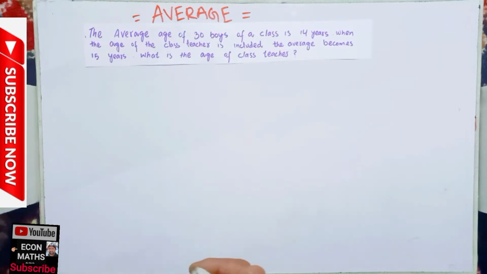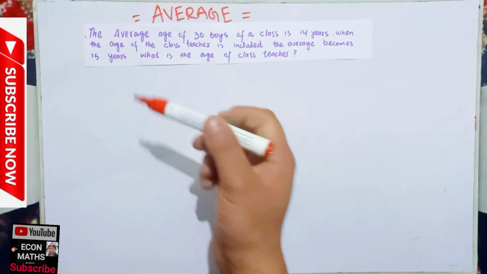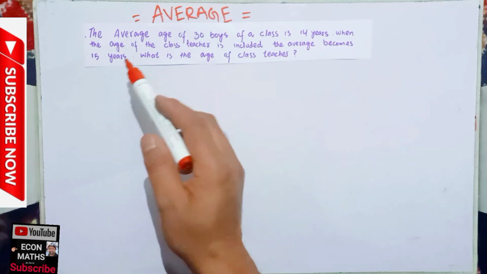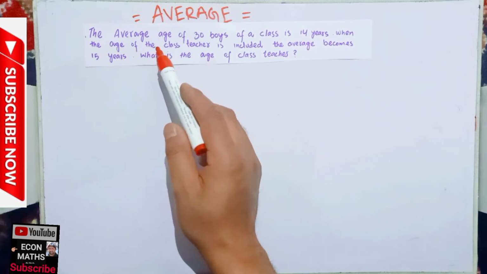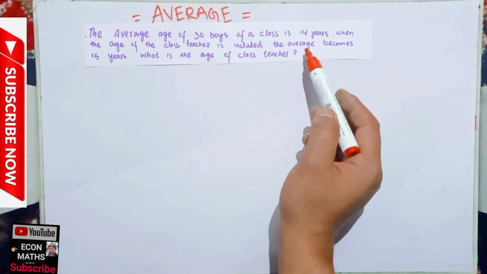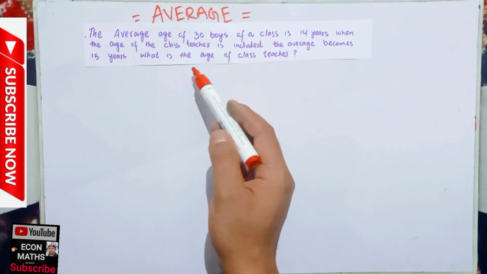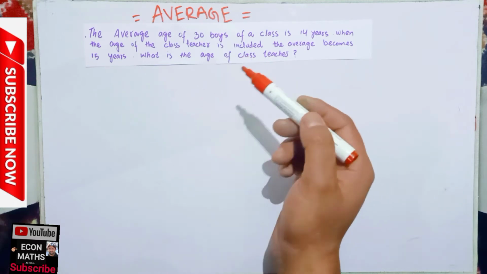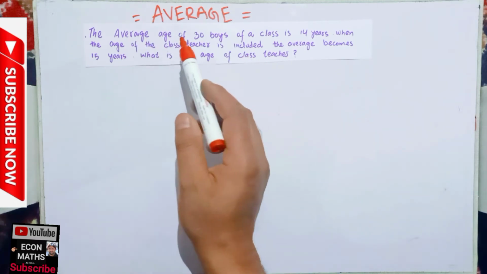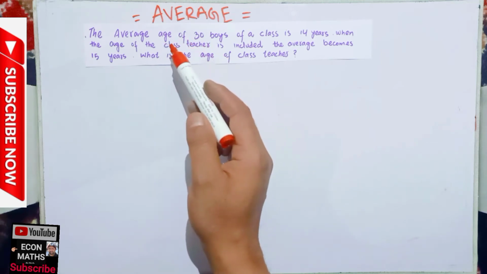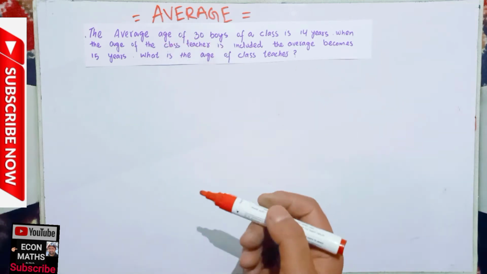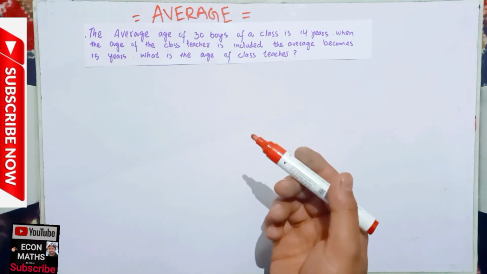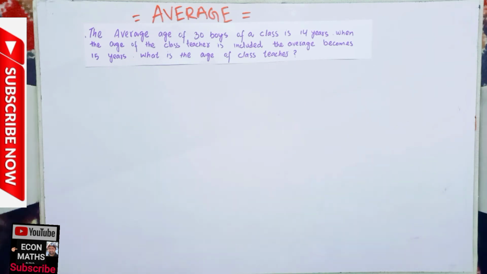We have a numerical: the average age of 30 boys of a class is 14 years. When the age of the class teacher is included, the average becomes 15 years. What is the age of the class teacher? First, it is given that the average of the 30 boys is 14 years. Then we add the age of the class teacher and the average becomes 15. We have to find the age of the class teacher.